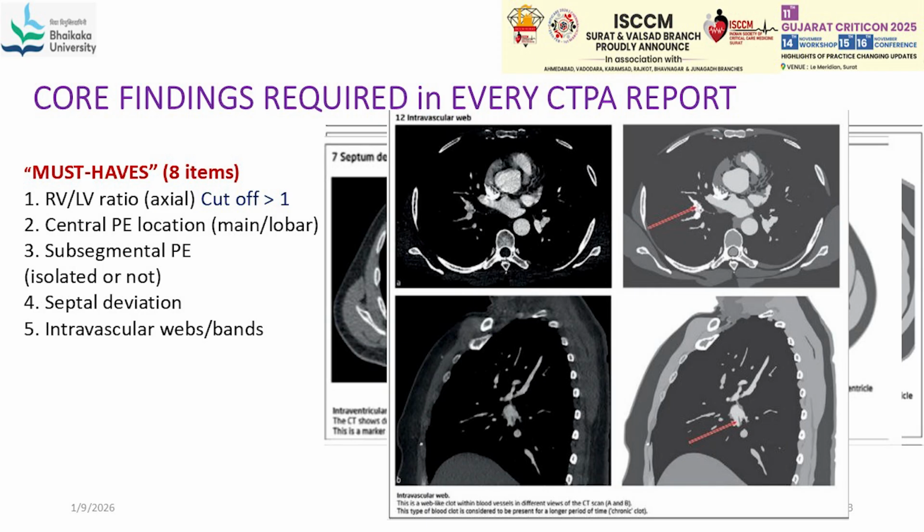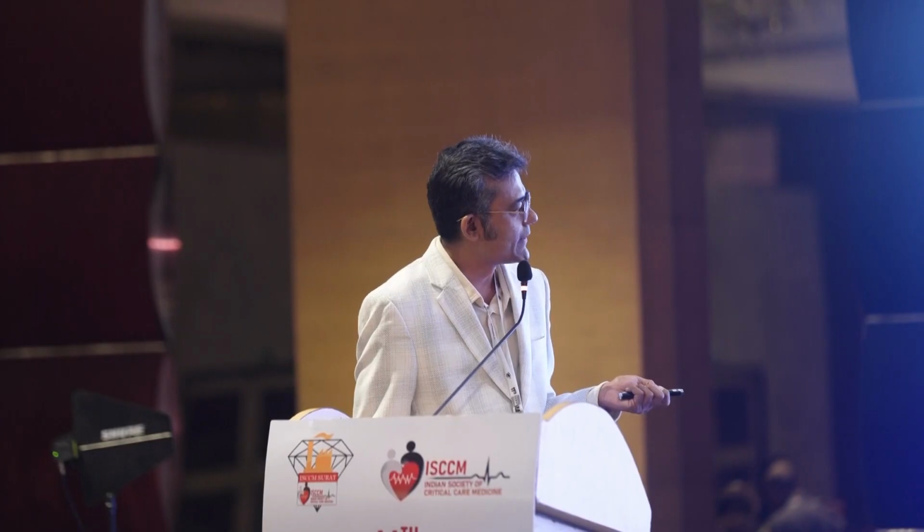So there are some images for all these 8 must-haves. The RV by LV ratio is like this. Whenever RV is dilated in size compared to LV, as we know from 2D echo, if the ratio is more than 1, then mostly we are dealing with acute pulmonary embolism and not the chronic one. If the location is central, main or lobar, then most likely we are dealing with acute PE. Subsegmental PE, isolated or not, may be acute or chronic. Septal deviation is mostly acute pulmonary embolism. Intravascular waves or bands are mostly chronic.